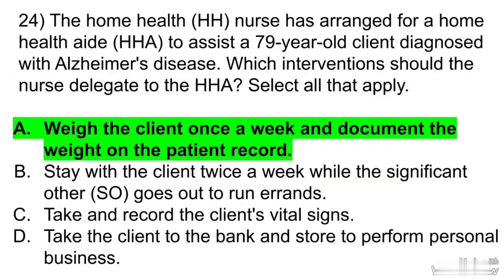24. The home health nurse has arranged for a home health aide to assist a 79-year-old client diagnosed with Alzheimer's disease. Which interventions should the nurse delegate to the HHA? Select all that apply. A. Weigh the client once a week and document the weight on the patient record. B. Stay with the client twice a week while the significant other goes out to run errands. C. Take and record the client's vital signs. D. Take the client to the bank and store to perform personal business.